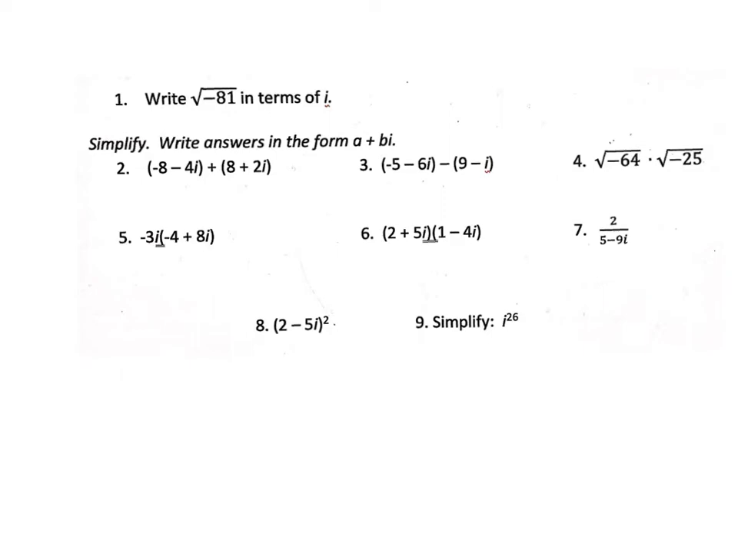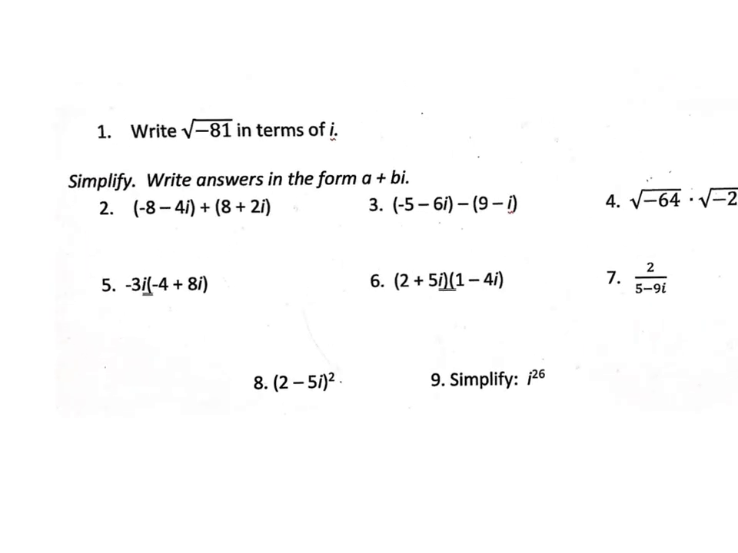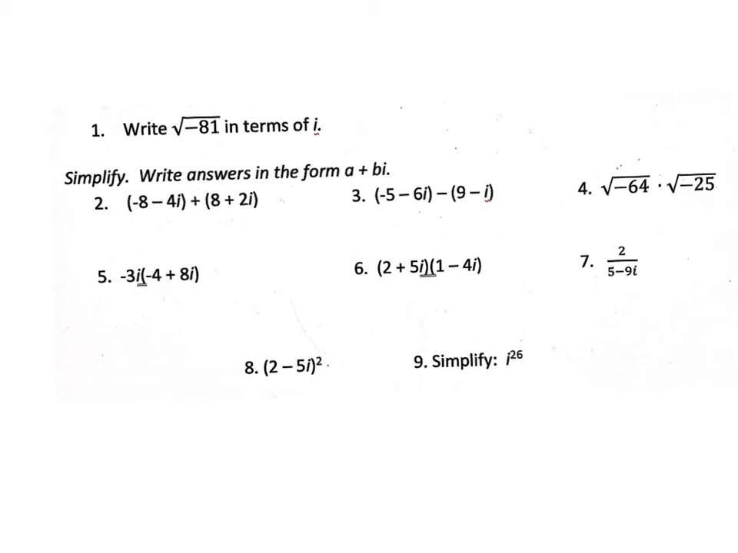Alright, let's go to a little practice test video here. Number one, square root of negative 81 in terms of i. Remember, you need to take out the i. When you take out the i, and make sure the square root is positive, the square root of 81 is 9, so you just put 9i for number one.